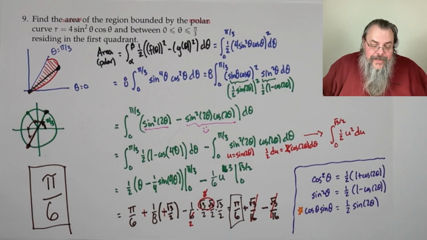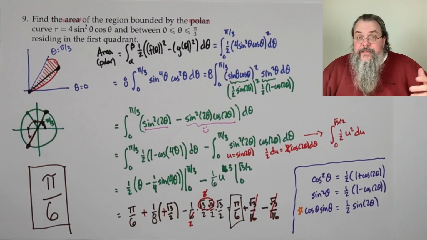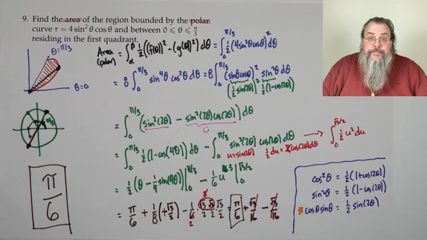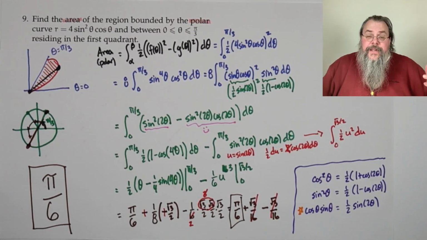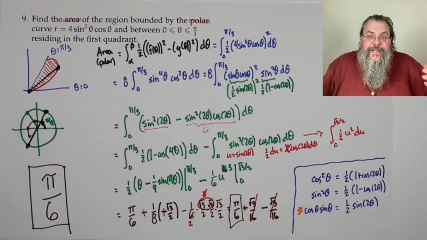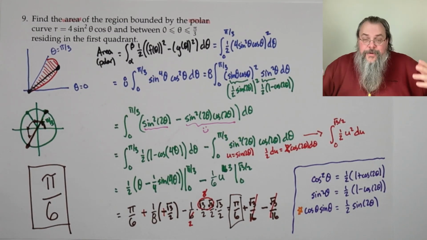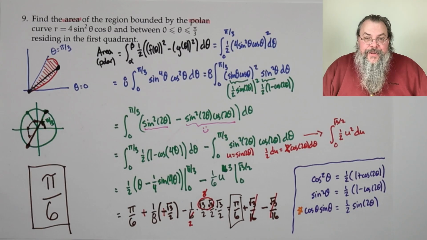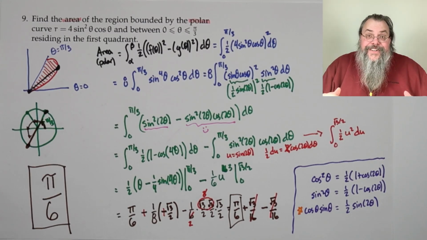And our answer was nice. Will your answer be nice? I don't know. It's a different problem. Sometimes different problems choose not convenient numbers, but that's okay. We know the process. The process is the important thing. All right. Good. Good.